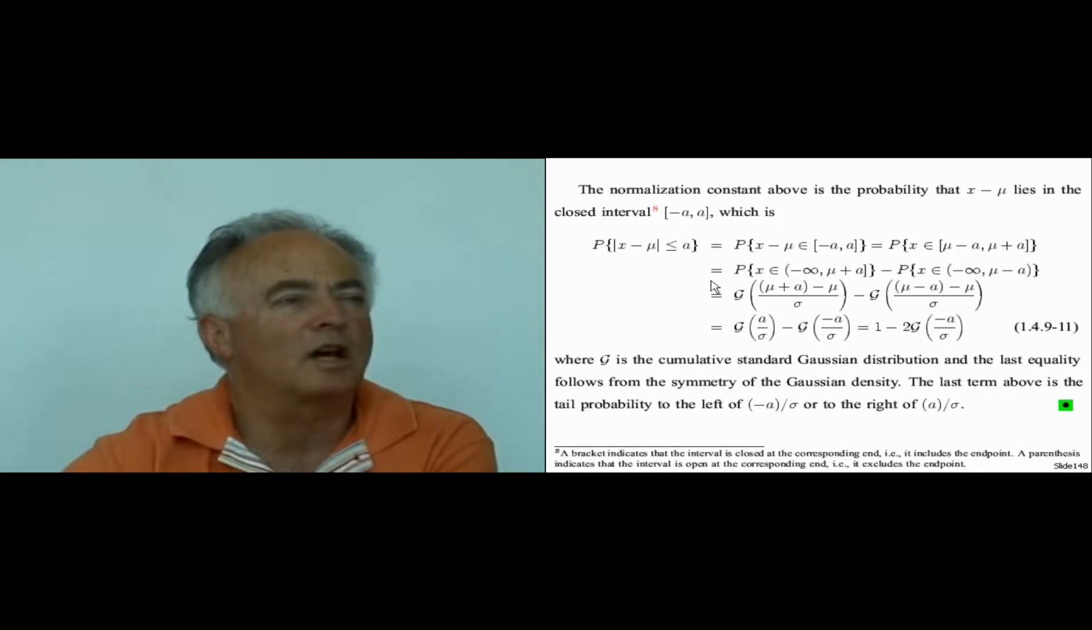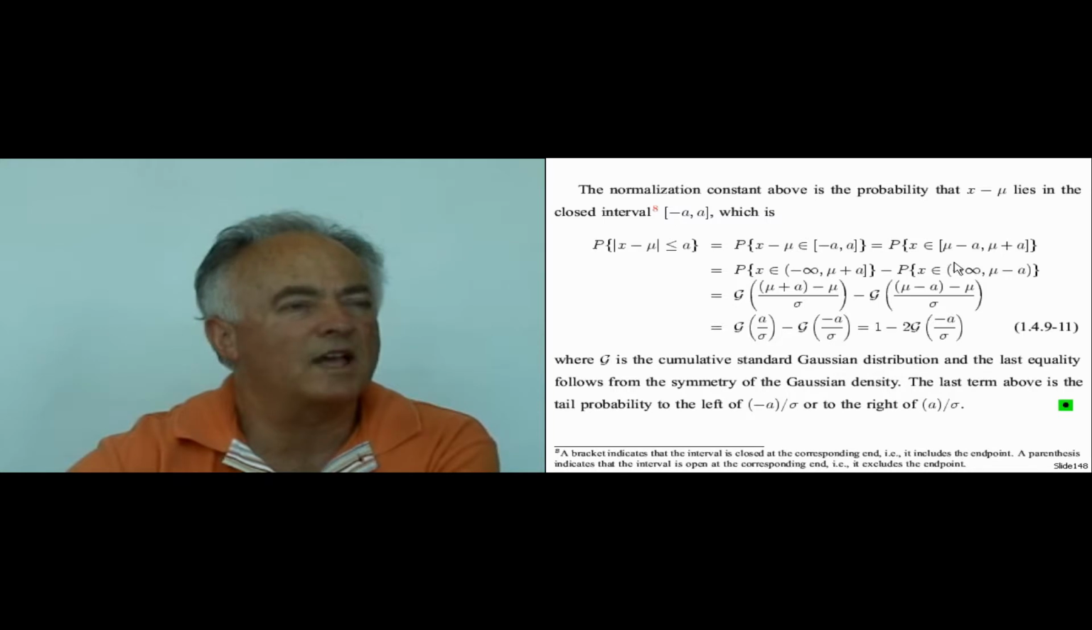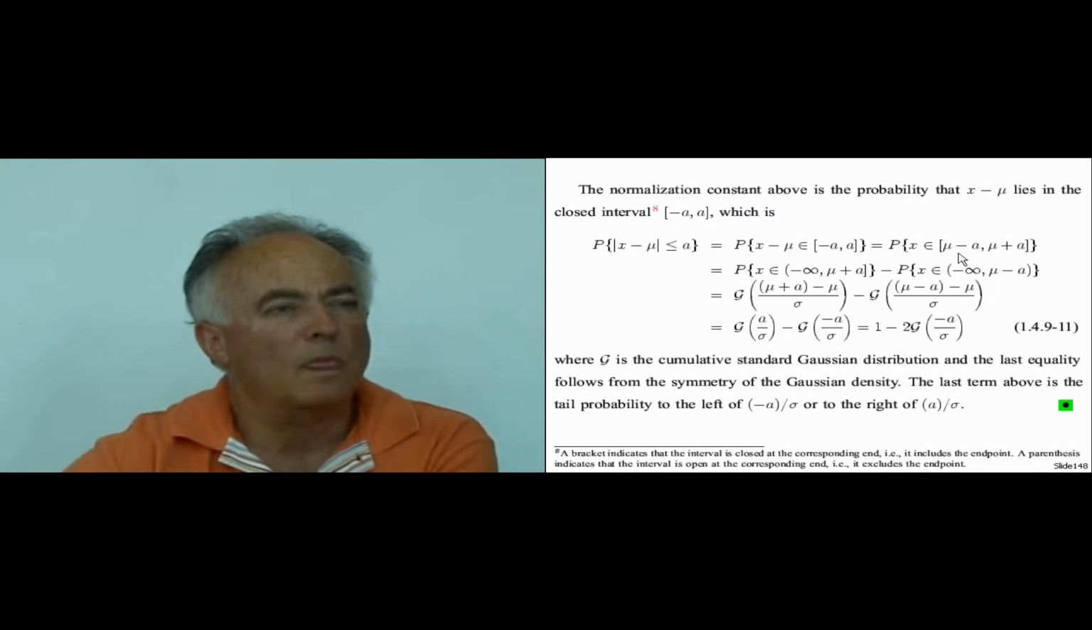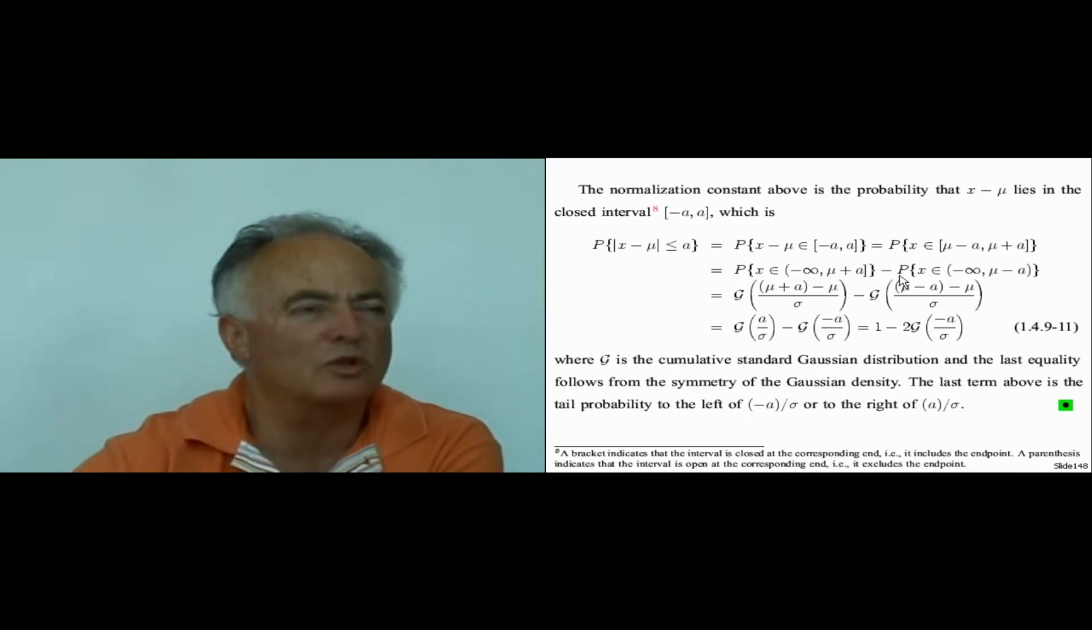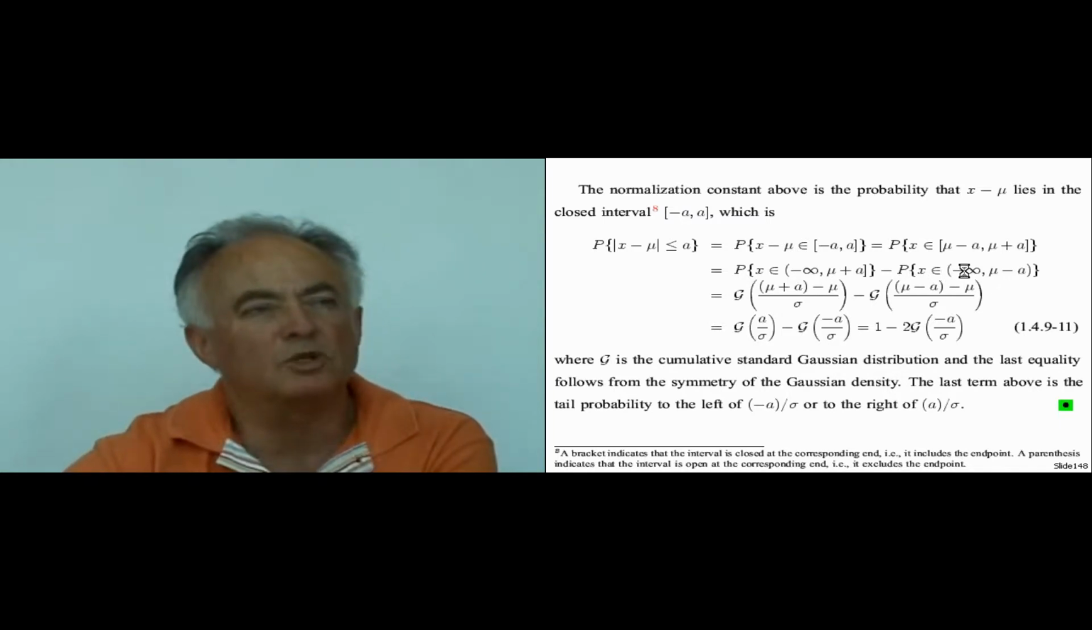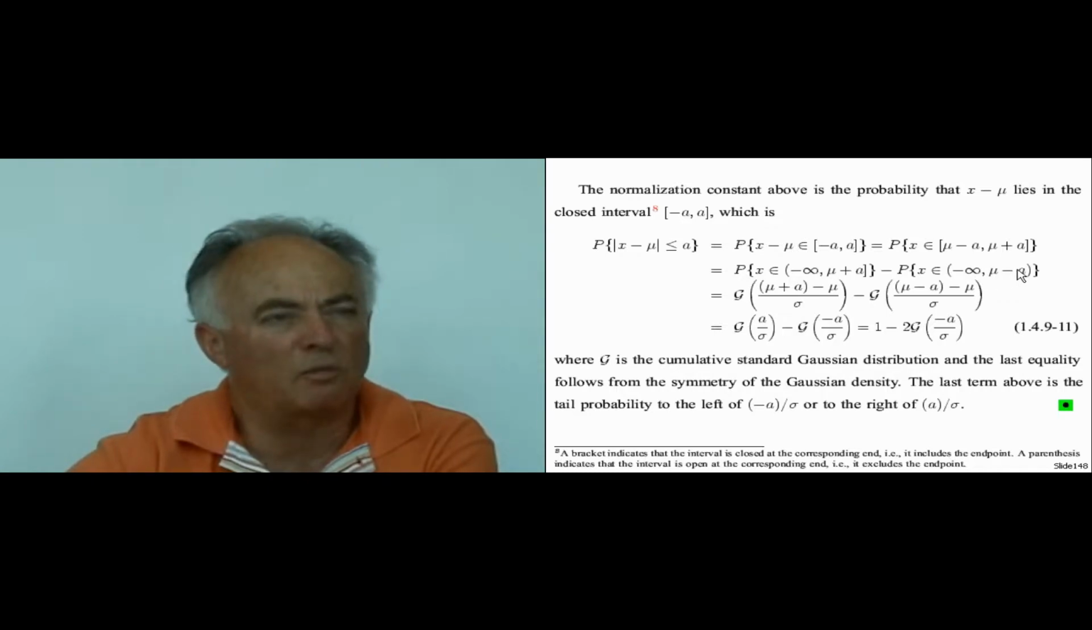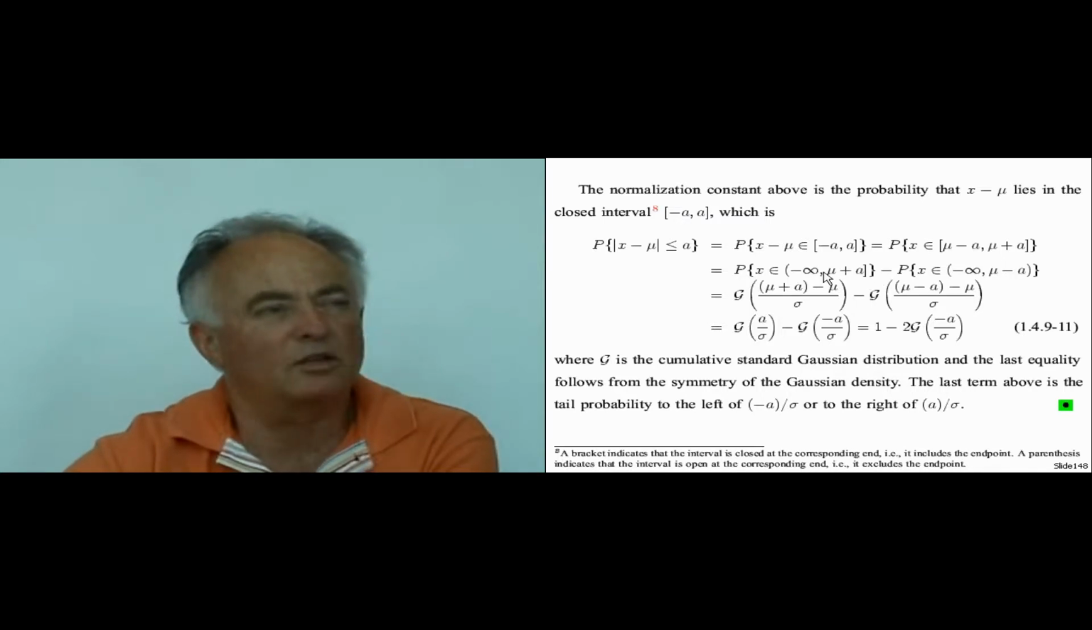Therefore, I can write the probability of x being in this interval, mu minus a to mu plus a, as the probability of x in the interval all the way from minus infinity up to mu plus a, minus the probability of the event that x is outside my interval, which is between minus infinity and the left end of my interval, that's mu minus a. So I just add a semi-infinite interval to it and then take away the same one.